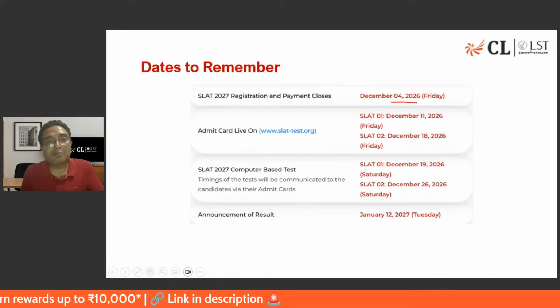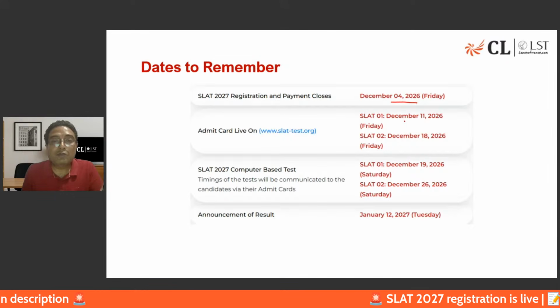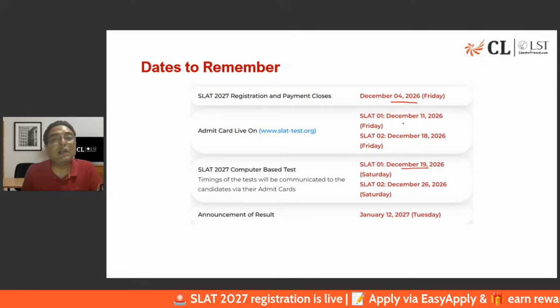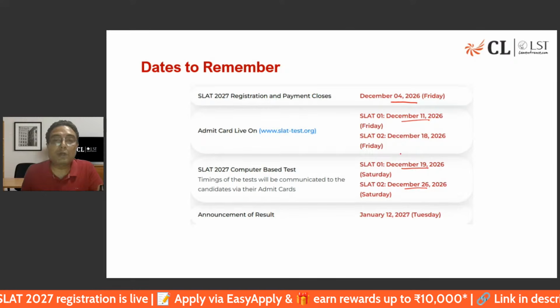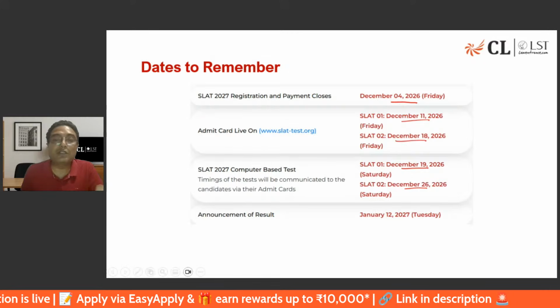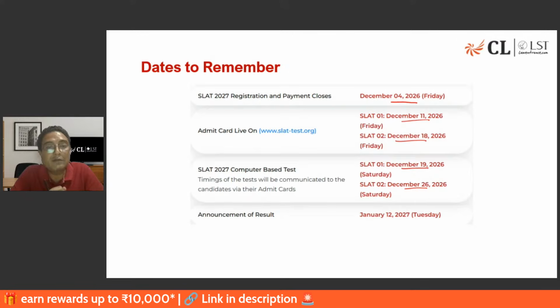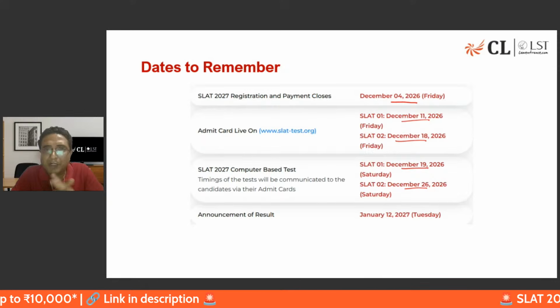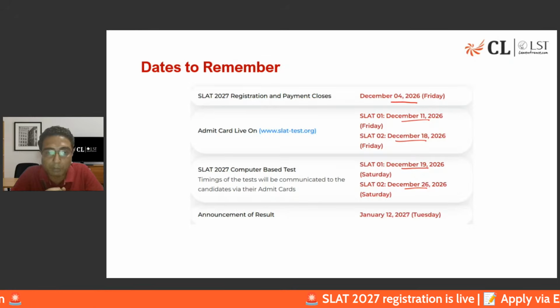Half yearlies, then pre-board examinations, all that happening. The admit cards for the two exams: for the first slot, which is scheduled on December 19, the admit card will be released on December 11. For the examination scheduled on December 26th, the admit card will be released on December 18. The timing of the test will be communicated to candidates via the admit cards, but usually it is 9 to 10 a.m. in the morning. SLAT is a 60-minute paper with no negative marking.